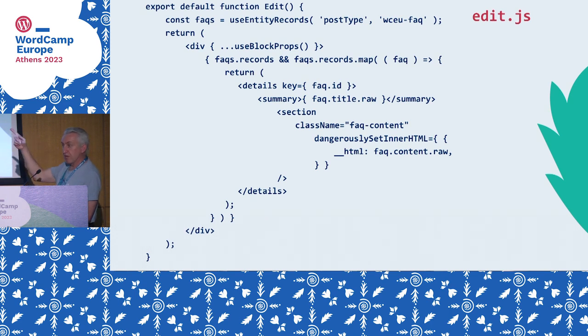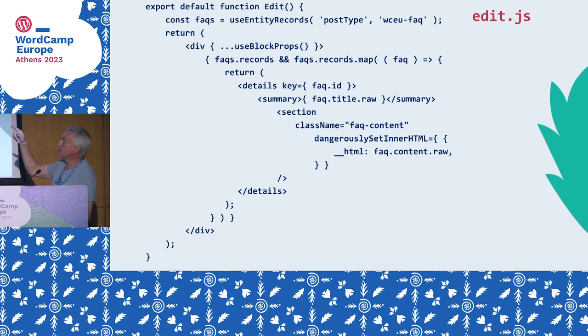But again, later on, we'll be using it for some of our own CSS to spread that onto our containing element. Then we're checking whether we've got FAQs. What you could do is put a console.log underneath the const FAQs useEntityRecords just to see what you've got in FAQs and have a look in the console. FAQs will have an object that has two or three things that report the status, like hasResolved or isResolving, and then it has a records property which stores the records.